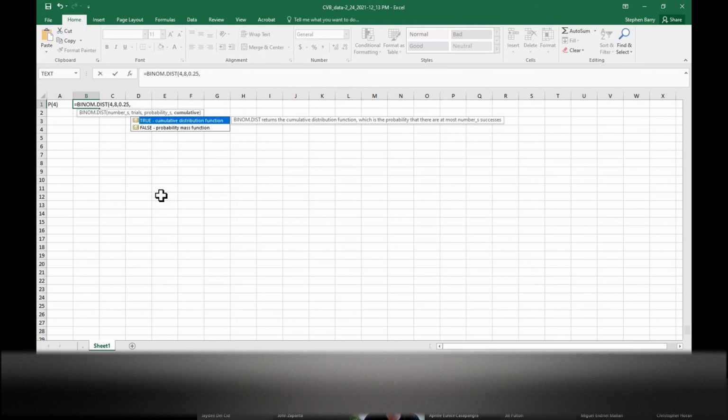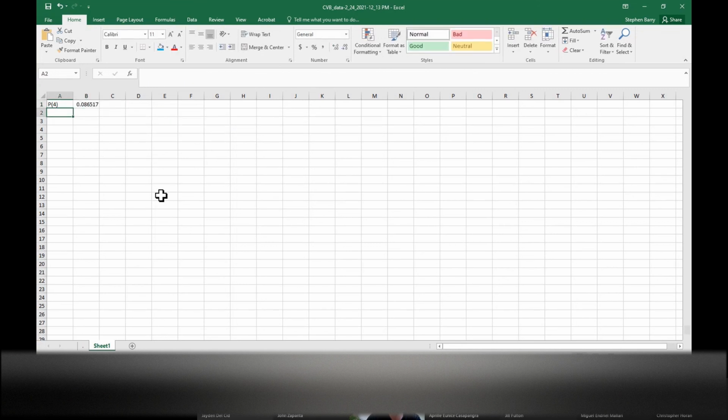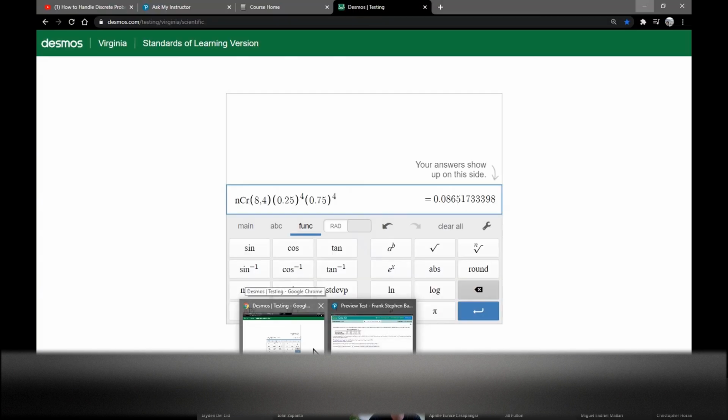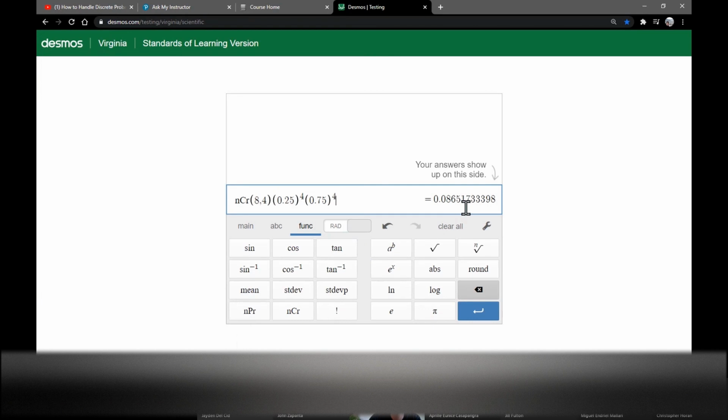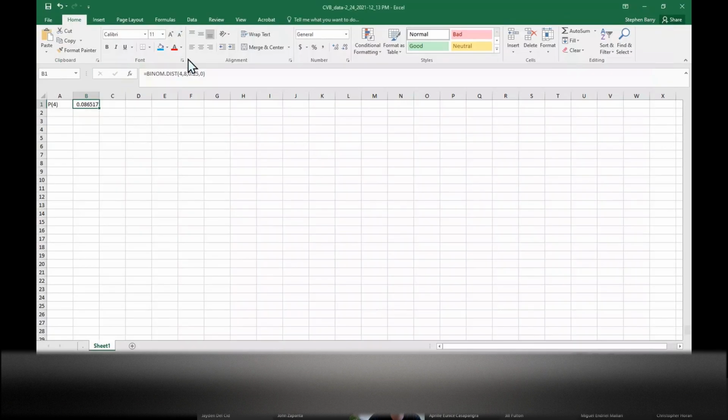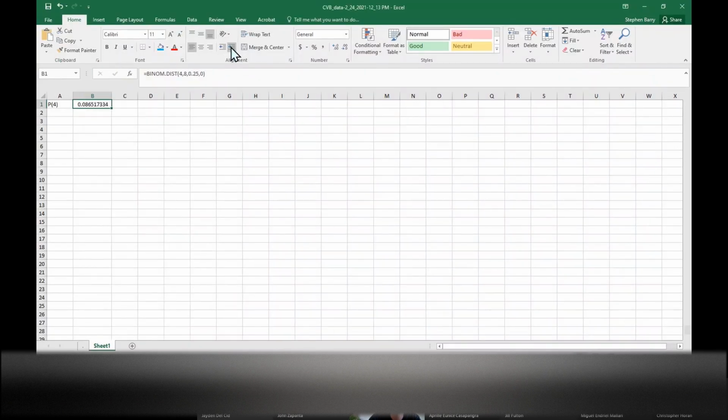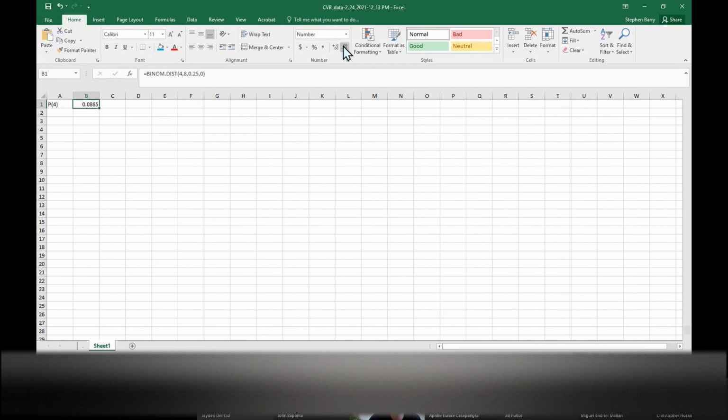We don't want everything up to and including 4. We just want 4. So we put in a 0. And that's the command that'll give us the same answer, as you'll notice, as my calculator. 0.0865... Right, so I got the same answer there.